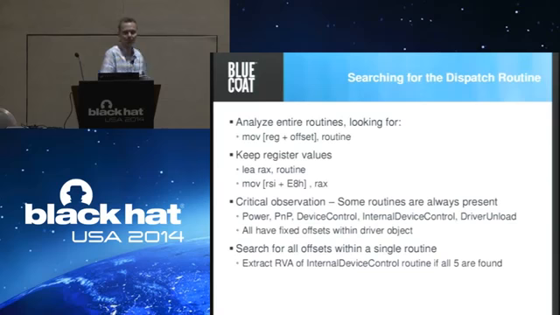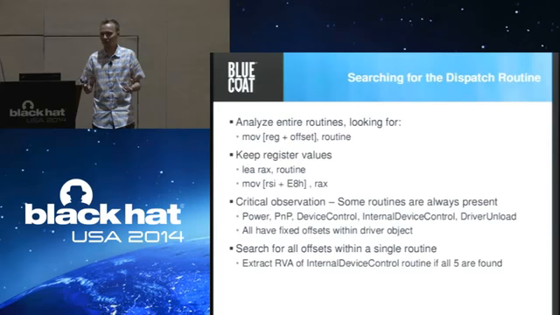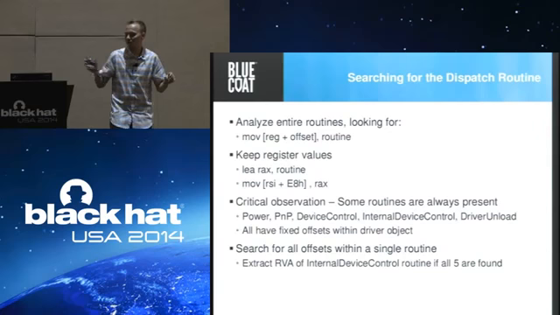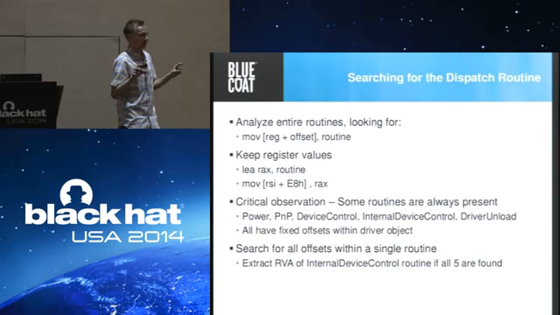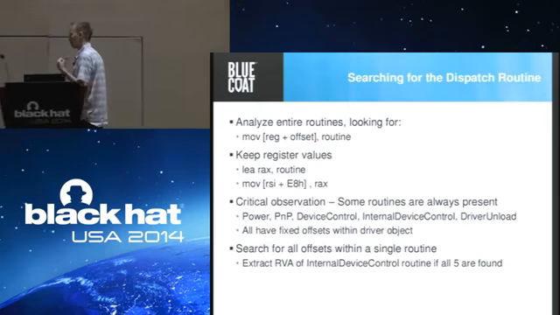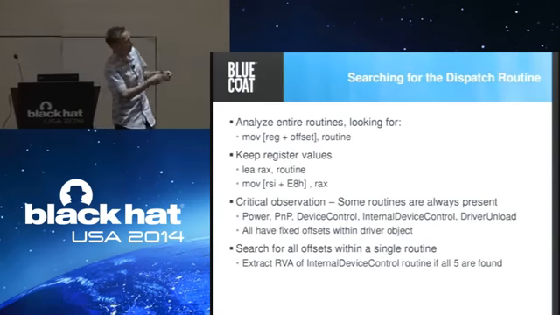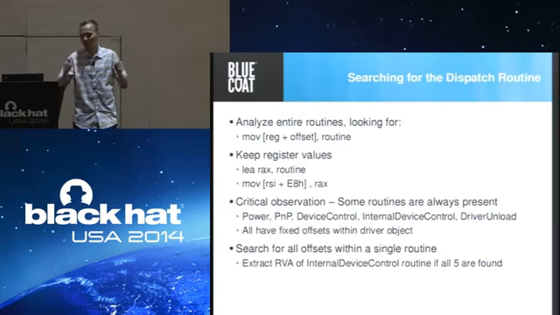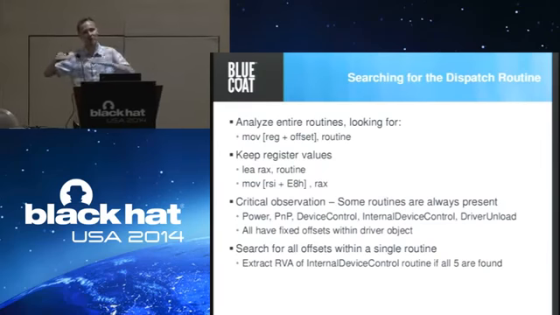So our approach for doing this is to first of all analyze entire routines. We look for instructions that are something like move some routine into memory pointed to by a register plus an offset. And in order to catch the example I just showed you, where the address itself is loaded into another register before this happens, we also keep track of important or interesting registers as we progress through the disassembly.